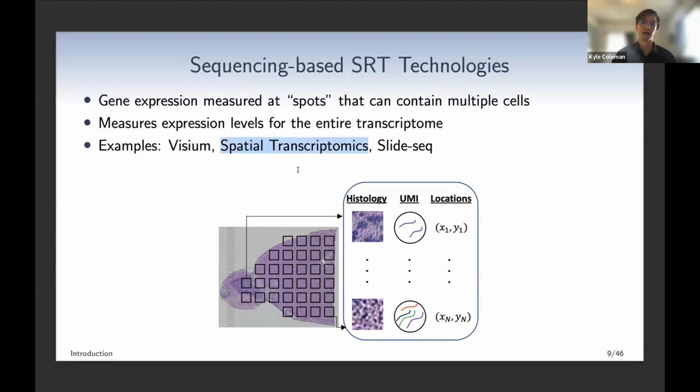Spatial transcriptomics, however, is a much older technology, and the spot size is a lot larger, and some tissue sections contain up to 200 cells per spot on average, so nowhere near single-cell resolution. The benefit to these technologies, however, is that they can measure gene expression levels for the entire transcriptome, and you're not restricted to pre-selecting a few hundred genes to measure expression for.